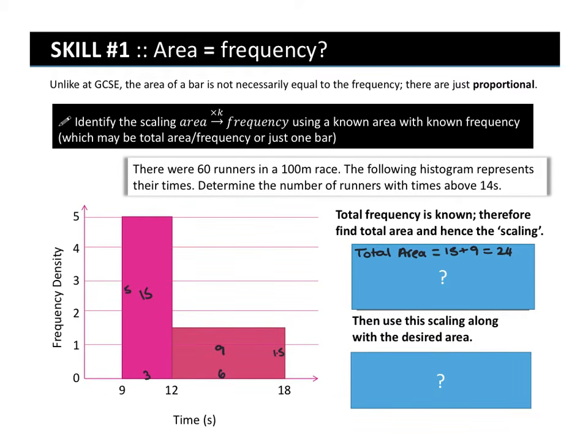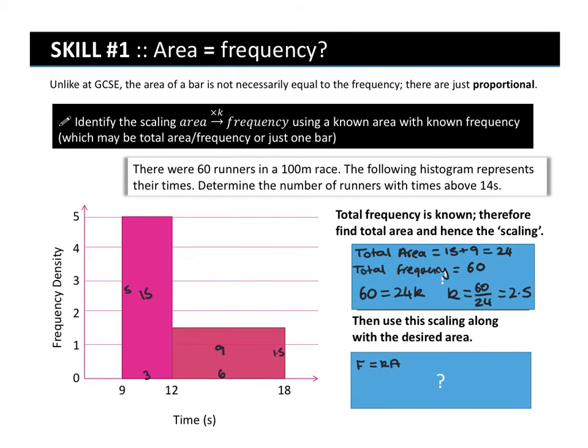Even though we've got this proportion, how many do we have in total? 60. So we're saying 24 is proportional to 60, because our total area and total frequency are different. So 60, our total frequency, equals 24k, because we've scaled it by something. To find k, we do 60 divided by 24, which equals 2.5. Perfect. So to use this scaling, frequency equals k lots of our area.